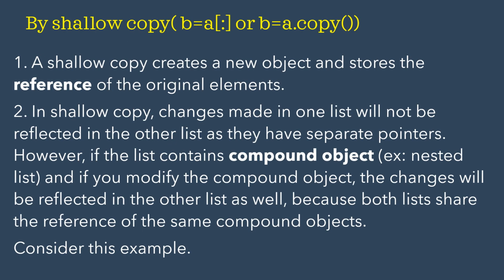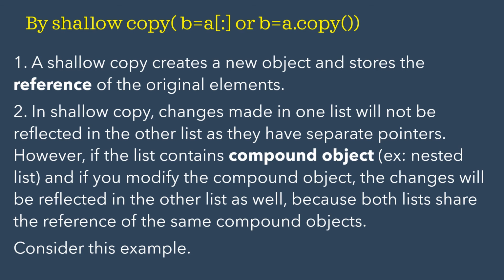Now the next kind of copy we can do is called shallow copy. Shallow copy can be done in these two ways. That is B is equal to A, within square brackets you just write colon. In that way, whatever is the content of list A will be copied to list B. Or you can write B is equal to A dot copy method. That means you can use the copy function to copy list A into list B. So this is called shallow copy.